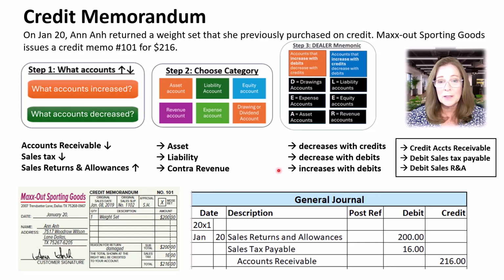And we can now record the transaction in the general journal by writing the date into the date column, sales returns and allowances into the description column, and $200 into the debit column. This sale also includes sales tax, and we need to debit sales tax payable because Max Out now owes less sales tax. We record the reduction in sales tax payable by writing sales tax payable into the description column and $16 into the debit column. On the next line, we slightly indent, write accounts receivable into the description column and $216 into the credit column.